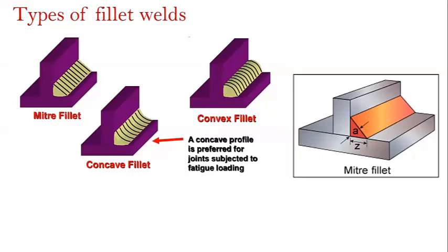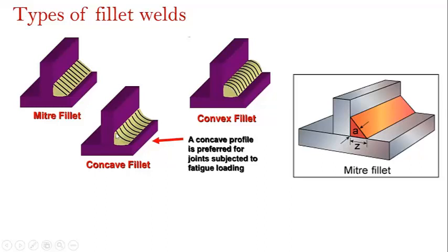Whereas in the concave fillet weld, what happens is you are going to make the fillet in the weld in the form of a cave. So the fillet material will just get bent. Okay, and hence it is called a concave fillet weld. Whereas a third type of fillet weld is the convex fillet weld. So in convex fillet weld, you will observe a bulk portion on the top surface.